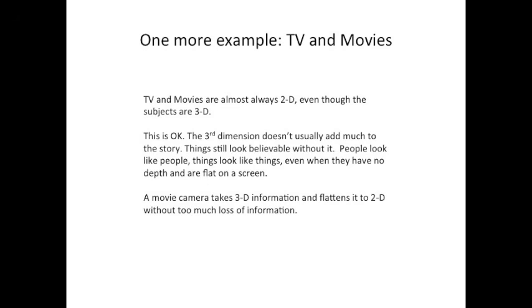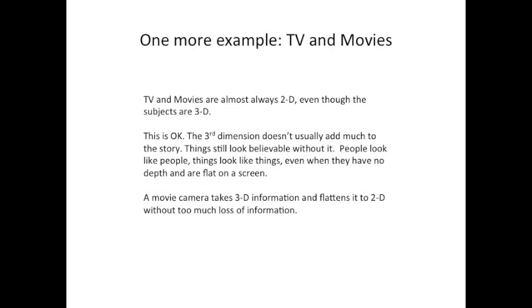Here's another example of how some dimensions are more important than others: TV and movies. TV and movies are almost always 2D. That is, they're shown on flat screens, at home or in the movie theater, and we don't usually have fancy 3D goggles on when we watch them. So they're 2D, even though the subjects in the movie are 3D. This is okay. The third dimension usually doesn't add that much to the story.